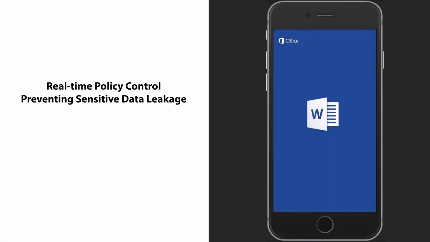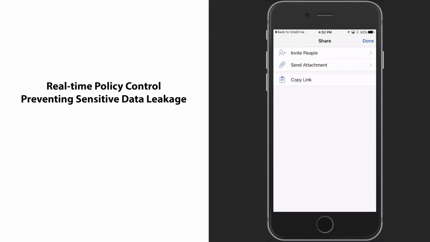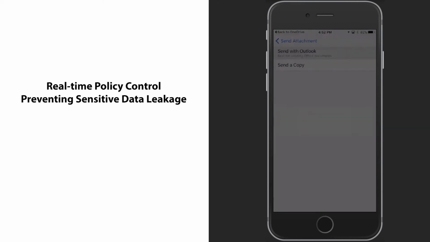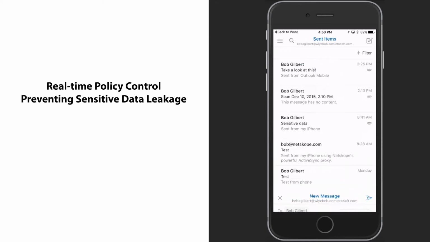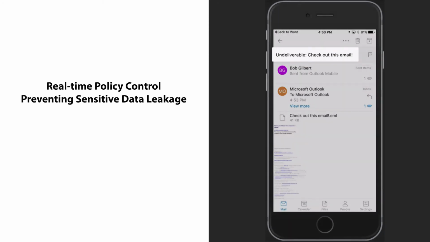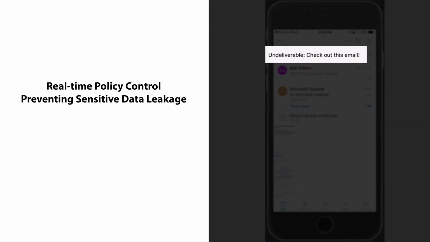Now that we have a policy in place, let's see what the experience is for the same user that was leaking sensitive data before. In this case, the policy we just created was triggered and the user was not able to send the attachment.